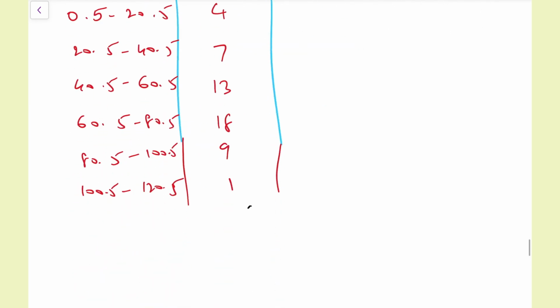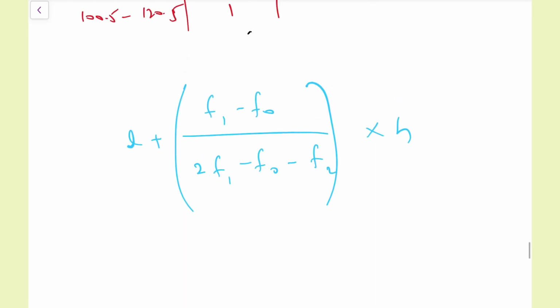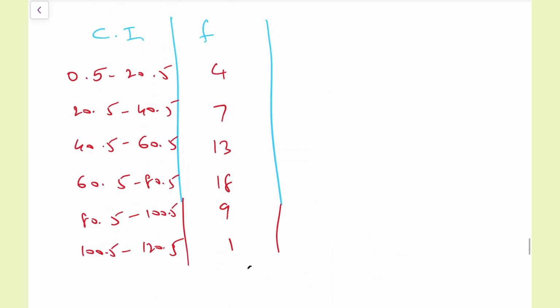9 and 1. So now writing the mode formula. What is the mode formula? L plus (F1 minus F0) divided by (2F1 minus F0 minus F2) into H. For this, if you want, keep brackets, no problem. Now, what are this L, F0, F1 and all those things, we will check from this table now.